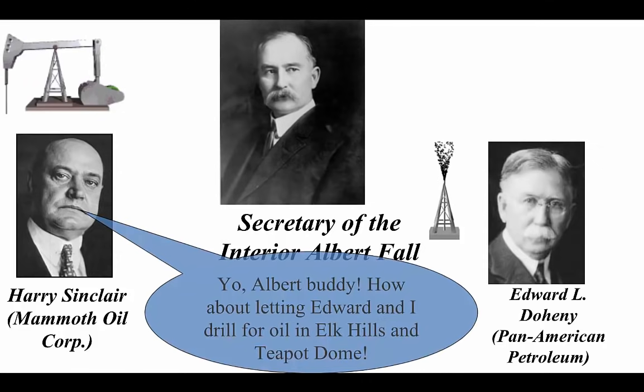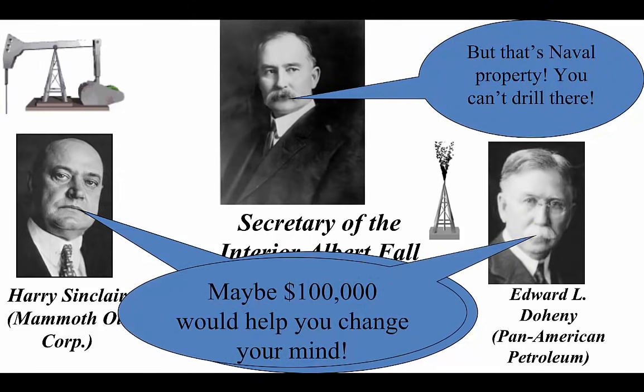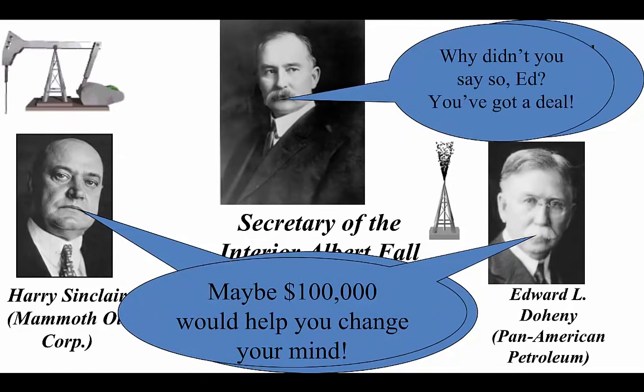And they say, yo, Albert buddy, how about letting Edward and I drill for oil at Elk Hills and Teapot Dome? And then Secretary Hall says, oh, but that's naval property. You can't drill there. And then Mr. Doheny says, hey, how about $100,000? Would that help you change your mind? Oh, why didn't you say so, Ed? You've got a deal. And that's the kind of deal making that led to Secretary of the Interior Albert Fall going to jail.